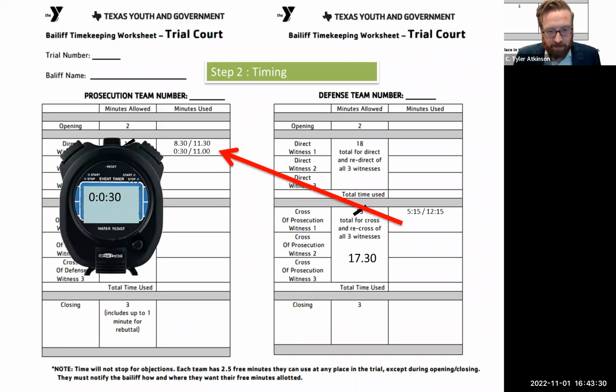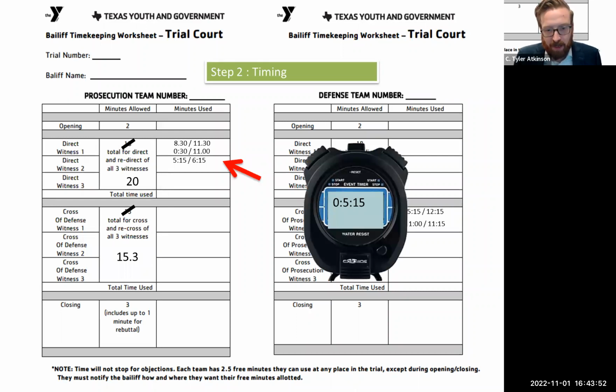From there, we'll go back up for redirect of that same witness. The prosecution used 30 seconds. We just take that off. That's easy math. Taking 30 seconds away gives us 11 minutes. We come back down here for recross. They used a minute, which is also easy math. So 12:15 down to 11:15 left.